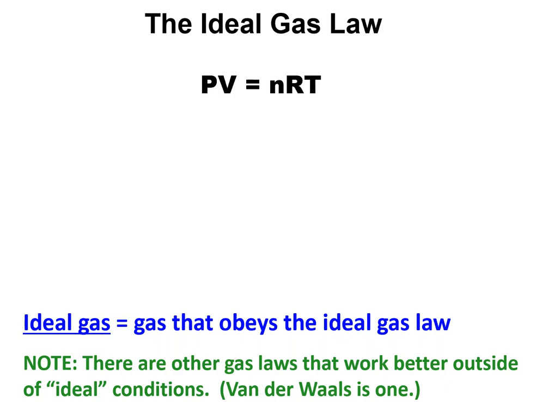Now that we know what an ideal gas is, we can start looking at gas laws. Gas laws predict gas behavior, and by gas behavior, what we mean is the relationships between pressure, volume, temperature, and the amount of gas. So in other words, I can say I have this volume of gas at this temperature and this pressure. How many moles of gas are in that container?